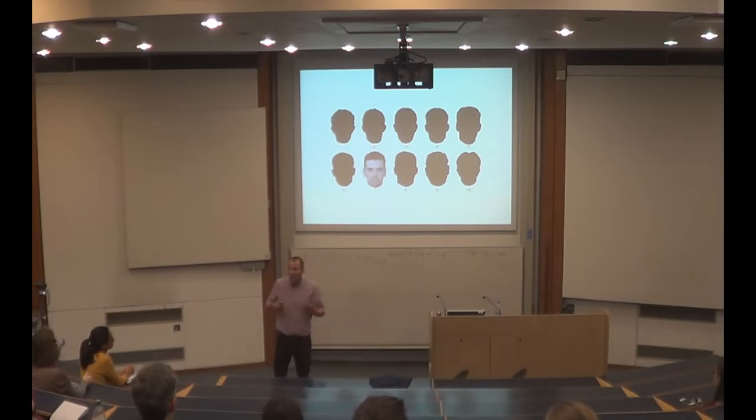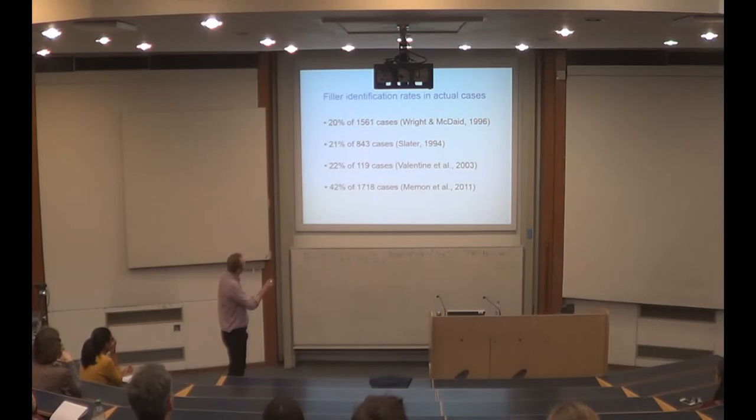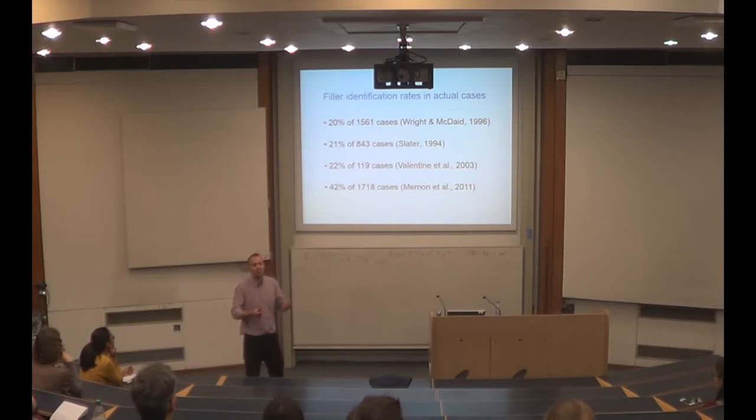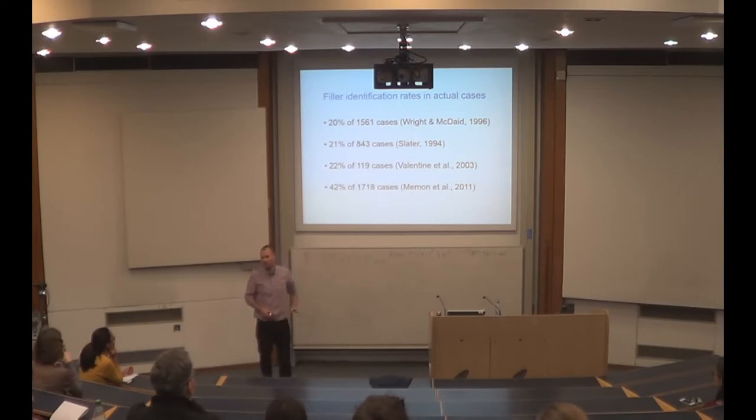As it happens, we've got archival records of these filler identifications. They've been reported in a number of studies, and these typically show that at least 20% of eyewitness identifications are falsifiable misidentifications. And in fact, the most recent study, which was conducted by Permagrin in the UK, found that over 40% of identifications were misidentifications.